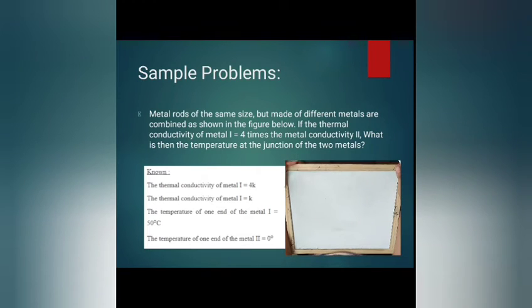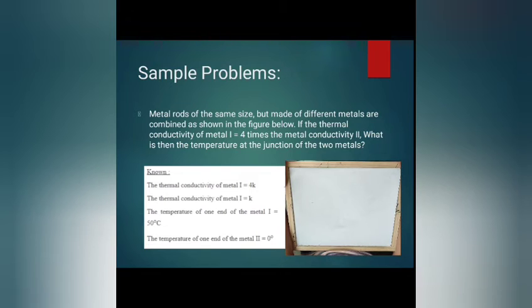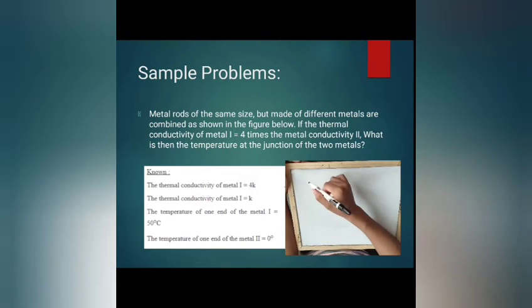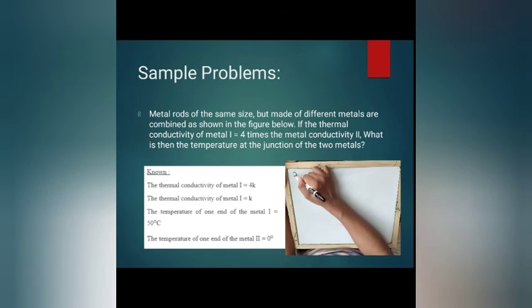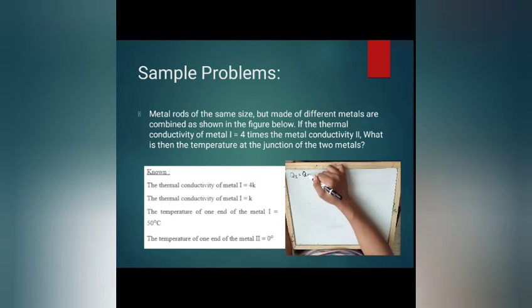So next problem is metal rods of the same size but made of different metals are combined as shown in the figure below. If the thermal conductivity of metal 1 is 4 times the thermal conductivity of metal 2, then what is the temperature at the junction of the two metals? As we see in the figure, both have the same size but different materials. Almost the same problem as the earlier problem. So we can conclude that Q of metal 1 is equal to the heat transfer of metal 2.